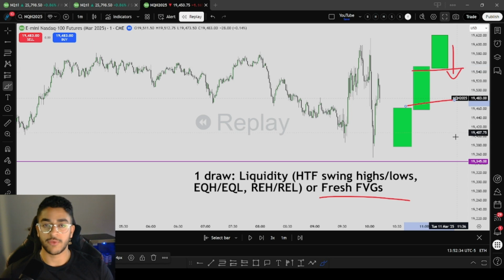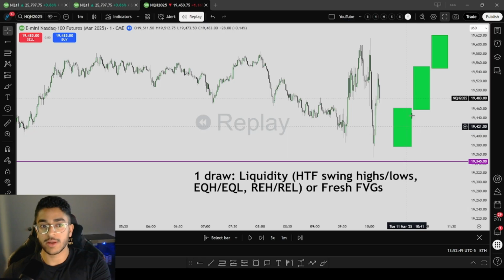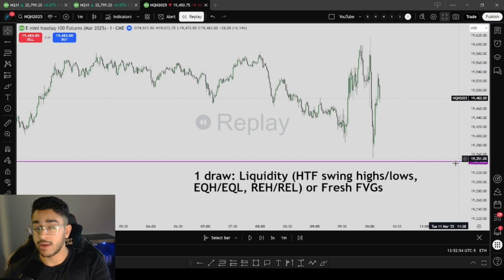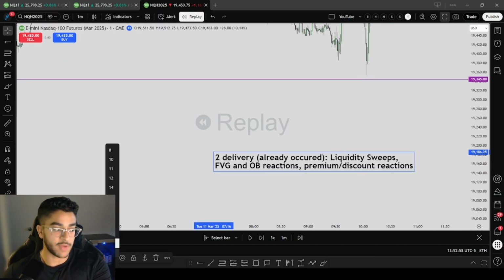Now, whether or not it fully rebalances it or closes below, gives an inversion, that doesn't matter. In this example, I'm just referring to a fresh FVG acting as a draw on liquidity, right? Makes sense. It's an imbalance that wants to be rebalanced. So these are the different types of draws on liquidity. Now let's go over various delivery factors. Like I said, we covered a 5-minute FVG acting as a delivery factor, but there are other types of delivery factors.